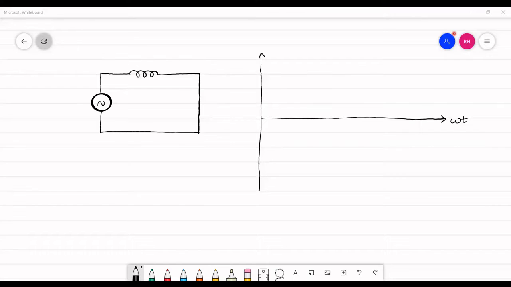Hello everyone. In this session, let us discuss the behavior of an inductive circuit. Consider an AC voltage source connected to an inductor. Let the voltage of the AC voltage source be represented as Vm sin omega t, and let the inductor have an inductance of L. So now let us derive the expression for current.